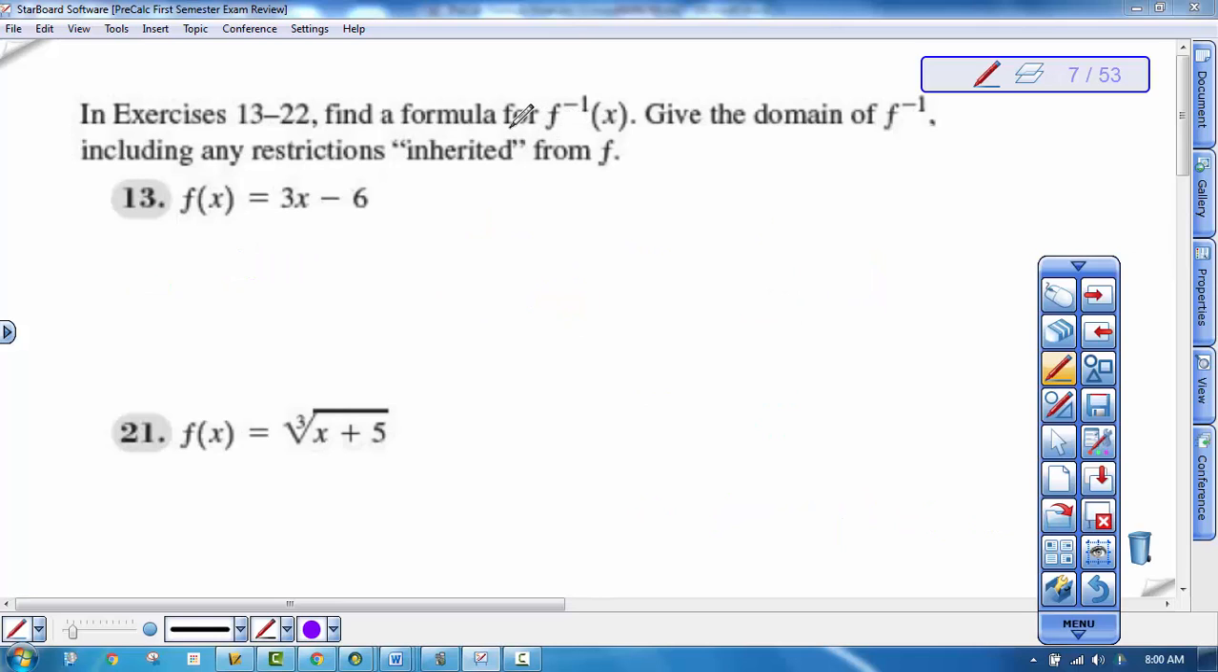Okay, the next problem wants us to find the formula for the inverse function and then give the domain, including any restrictions inherited. This can be important. In these two problems it doesn't turn out to be very much, but it can be, and I'll show you what I mean. The best way to find the domain and range.